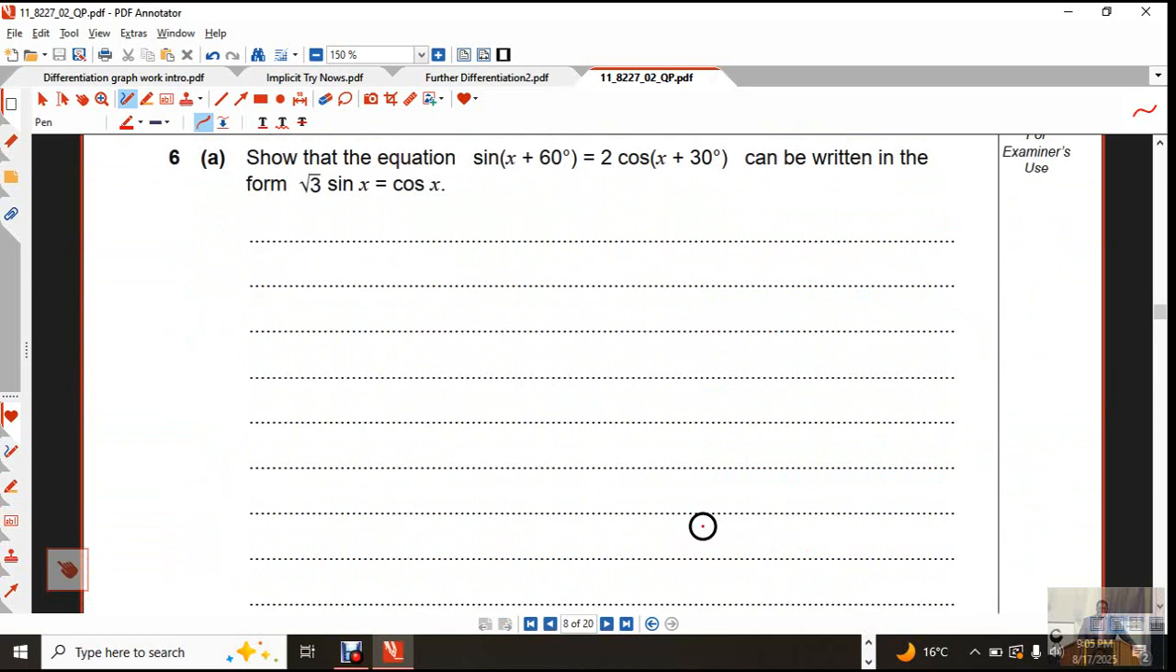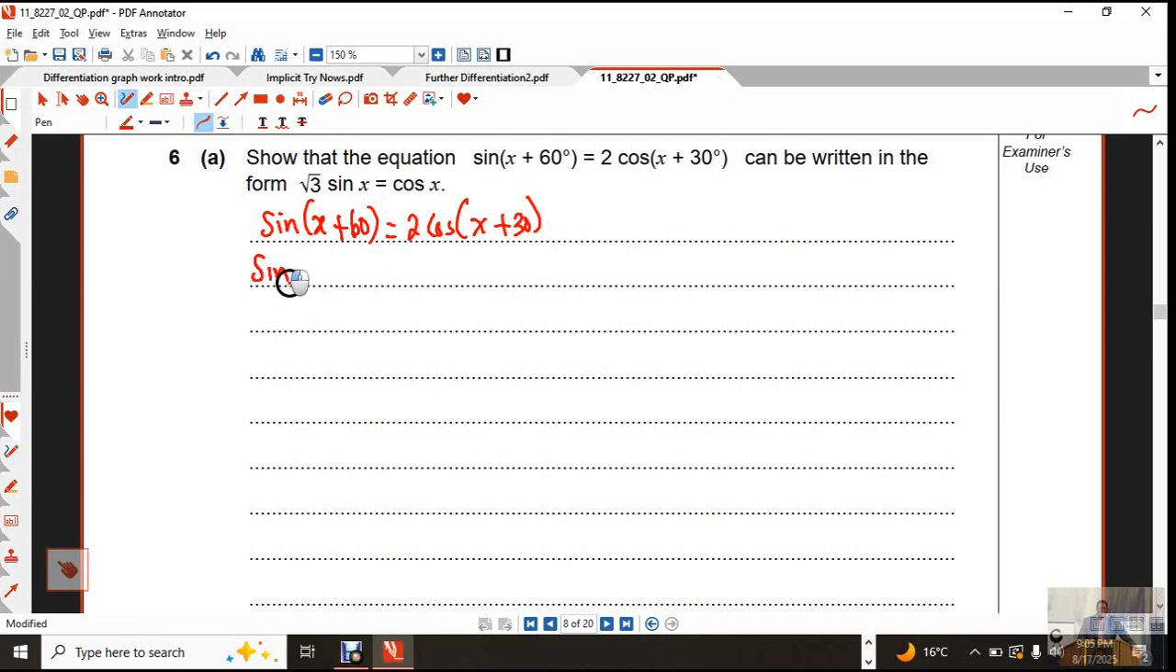Okay, so they say show that the equation, the sine of the compound angle x plus 60 degrees is equal to 2 cosine of x plus 30 degrees, can be written in the form root 3 times sine x equals cosine x. Now, let us see. We have sine of x plus 60 degrees is equal to 2 cosine of x plus 30 degrees. Now I hope you're familiar with how to expand this.